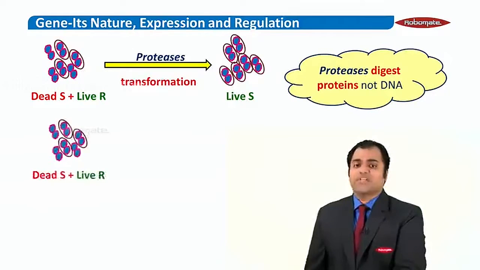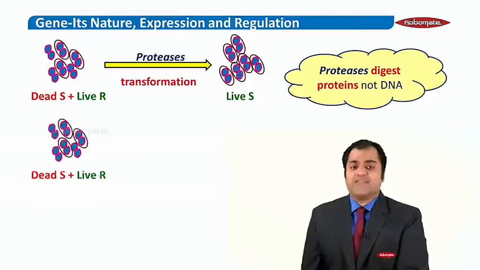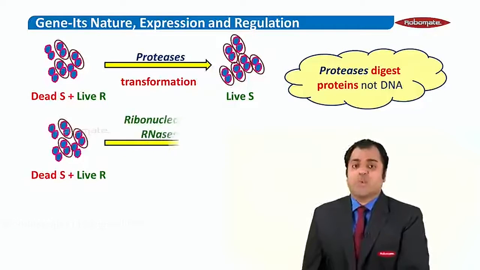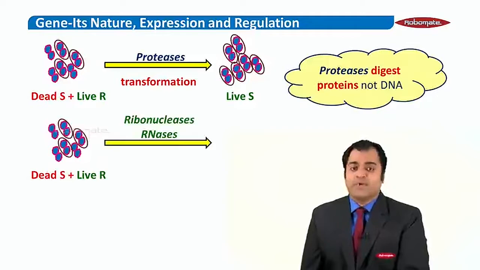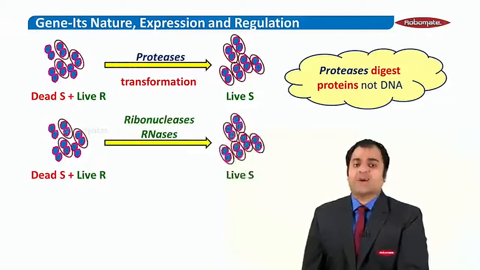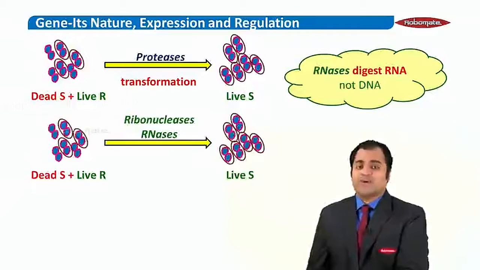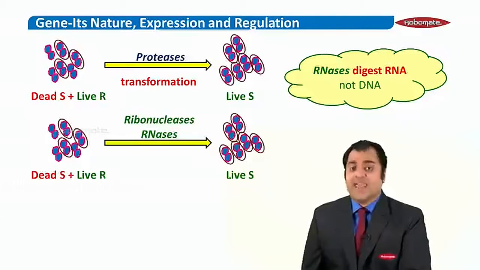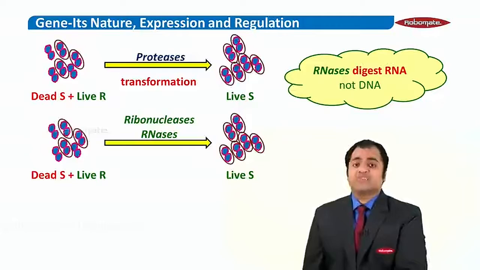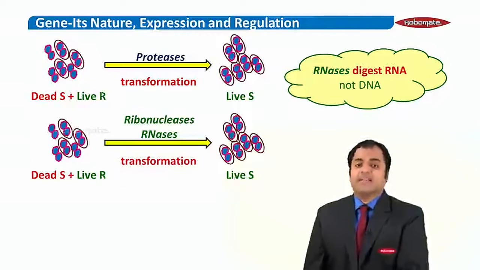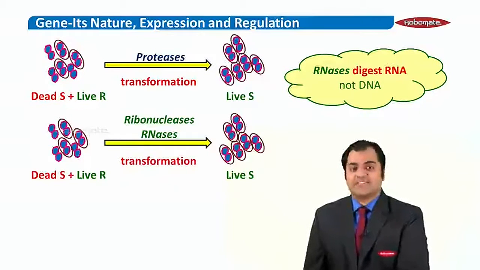In the next set, they took a mixture of dead S and live R and treated this mixture with RNases or ribonucleases. Once again, they saw that it changed to live S-type. Why? Because ribonucleases or RNases digest the RNA and not the DNA, which means transformation will again occur and the live R will change to live S.